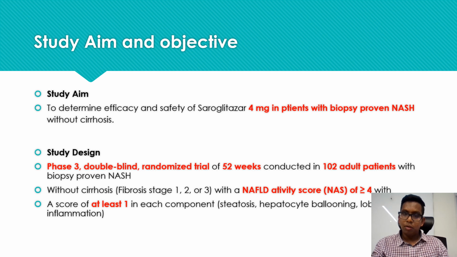Okay, so as I said, on the basis of biopsy, these patients had a NAS score of greater than or equal to 4 and they were without cirrhosis. Cirrhosis is stage 4 fibrosis. These patients had a fibrosis stage of 1, 2 or 3. They can have it. However, they cannot have stage 4 fibrosis, and they had a NAS score of greater than or equal to 4. Okay.